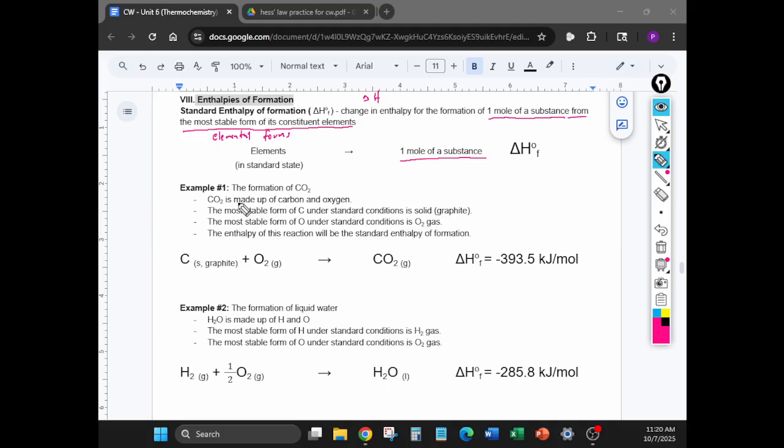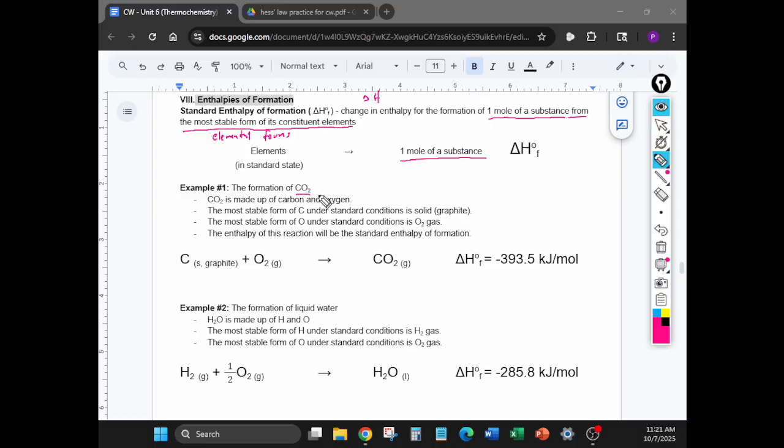Okay? So we're going to look at a couple examples, but again, this is a very specific definition and a very specific type of reaction. There will be problems where they try to trick you. Maybe they might put like 2 moles on the product side. That would not be enthalpy of formation. It has to be 1 mole, and it has to be elemental forms, the most basic form of its constituent element. So let's take a look at CO2.